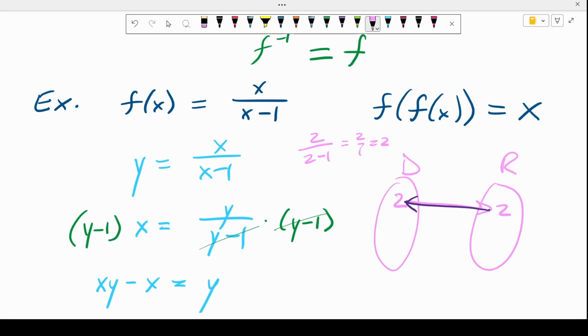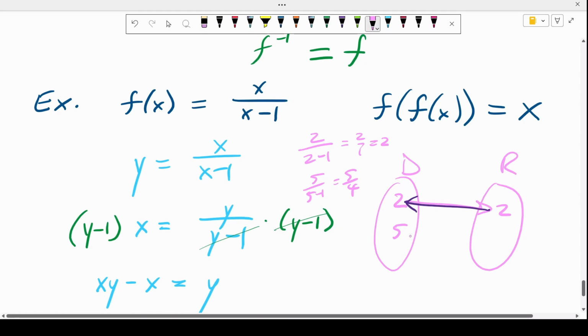Let's try another one, because it's not so trivial as just that. Let's take 5. Well, 5 over 5 minus 1, that's 5 over 4. 5 maps to 5 quarters. What does 5 quarters map to? Well, let's try it out.